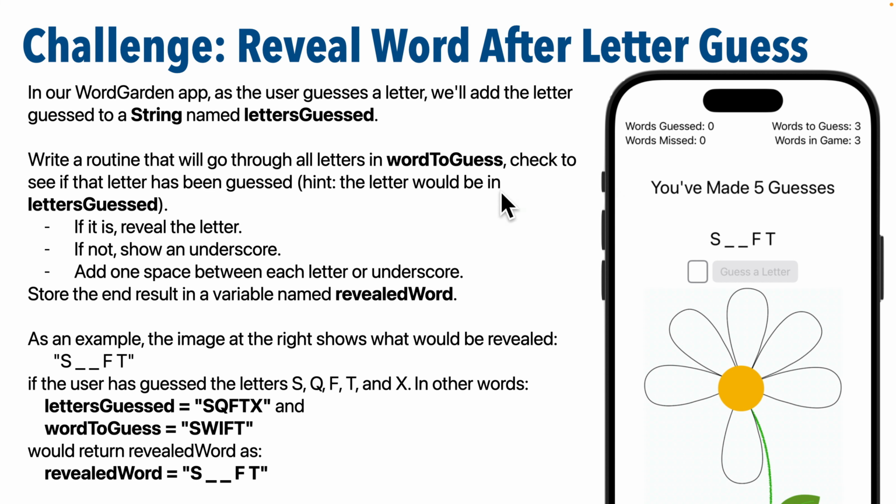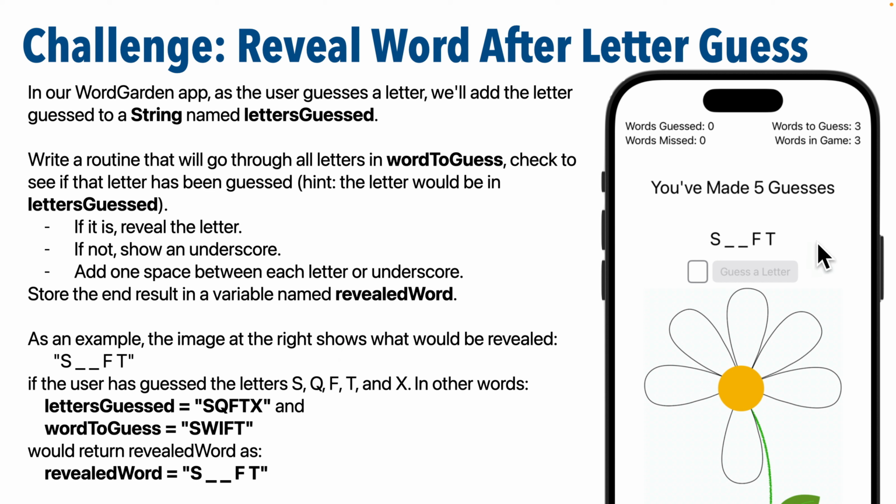So in our WordGarden app, as the user guesses a letter, we will eventually add the guessed letter to a string named letters guessed. Now what I want you to do is to write a routine, it doesn't have to be a function, that'll go through all of the letters in the variable word to guess, checking to see if that letter in word to guess has been guessed. Hint, you're going to check to see if the letter in word to guess is in letters guessed. And if it is, reveal the letter. If not, show an underscore and add a space between the letter or the underscore. And that result should be inside of a variable named revealed word.